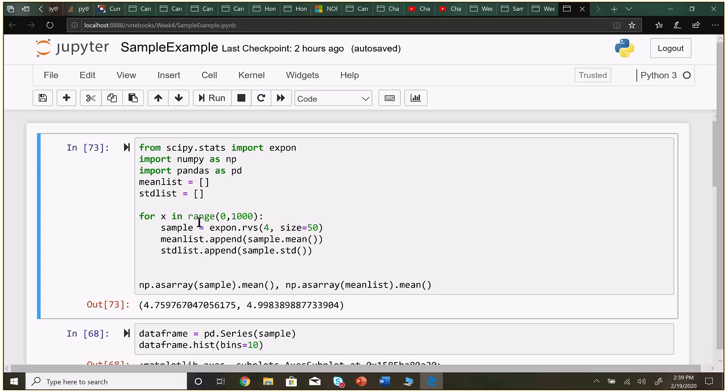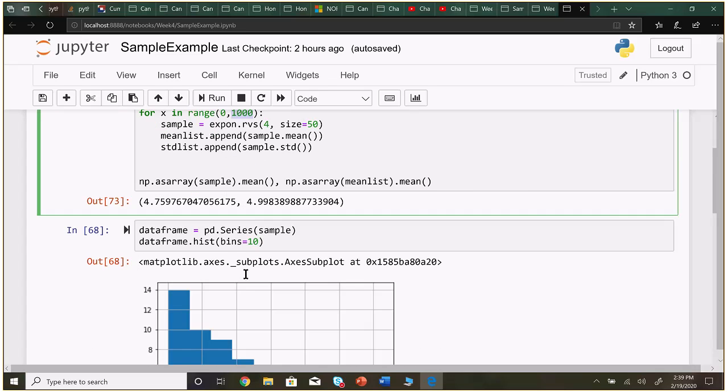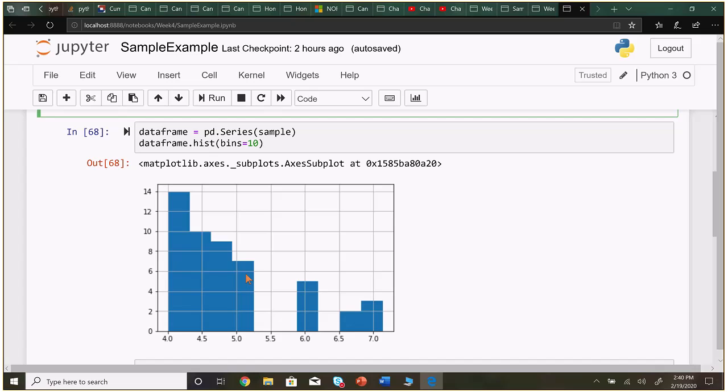All I've done here is I took a sample of the exponential distribution and I made the edge of the distribution 4, and I made the sample size 50. And I took 1,000 samples of that population and I calculated the mean. So what I have here are two different diagrams. This is a histogram of just one of the 50. In other words, it's the last sample of the 1,000.